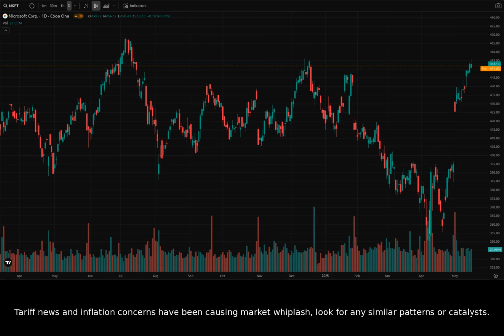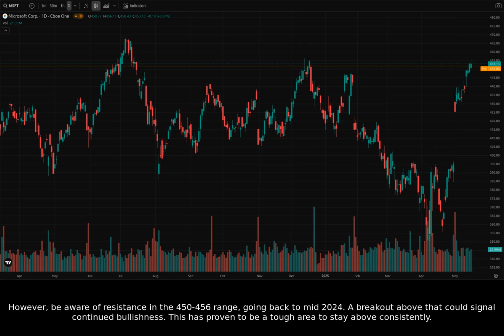Look for any similar patterns or catalysts. The long-term trend has generally been upward, which could justify the Citigroup upgrade. However, be aware of resistance in the 450 to 456 range, going back to mid-2024. A breakout above that could signal continued bullishness. This has proven to be a tough area to stay above consistently.